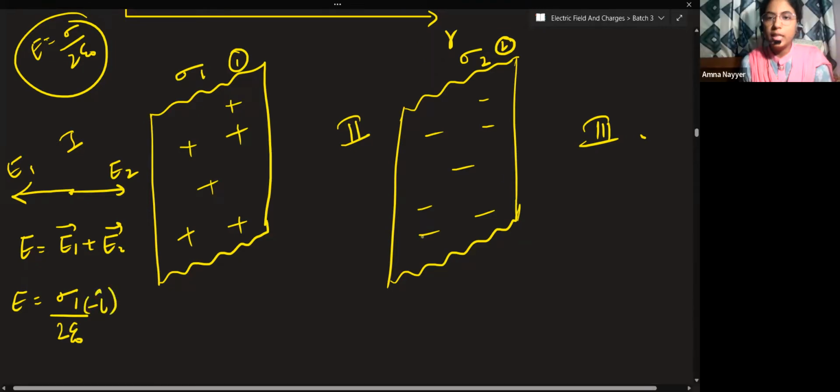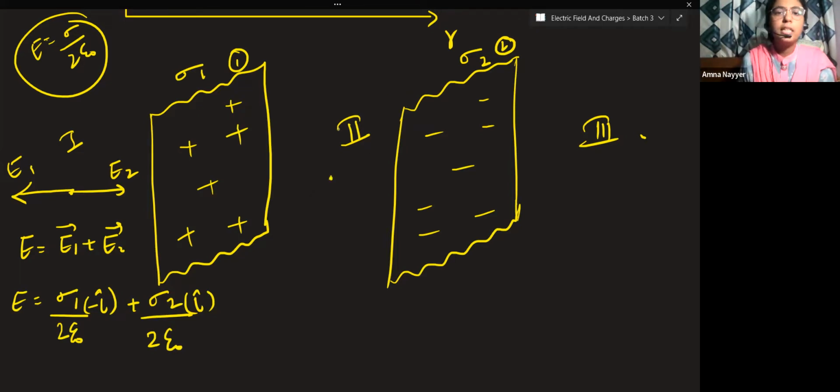Then E2. E2 is because of this. This will be sigma 2 divided by 2 epsilon naught, and the direction is positive x-axis. So this will be i cap. This will be your answer. Whatever values are, you can write. Otherwise, the question will be in this manner. Second portion.